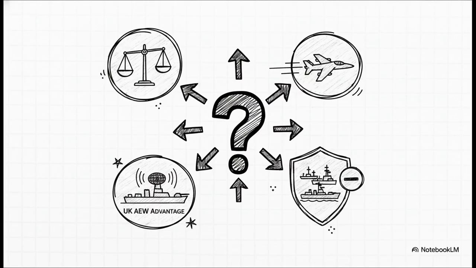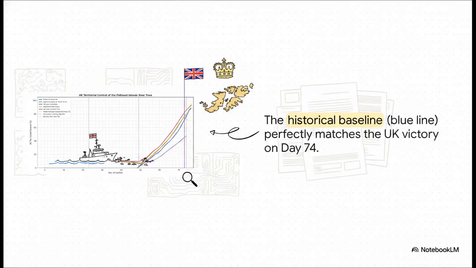Then, they started playing God, asking things like, what if Argentina had total air dominance? Or what if the UK sent a smaller force? Let's see what the simulation predicted. First things first, let's ground ourselves in reality. This blue line shows what the model says happened in the actual war. See how territorial control bumps along at 0 until the British land around day 49? Then it climbs steadily to a UK victory on day 74, and boom, it nails it. The model perfectly recreates what actually happened.